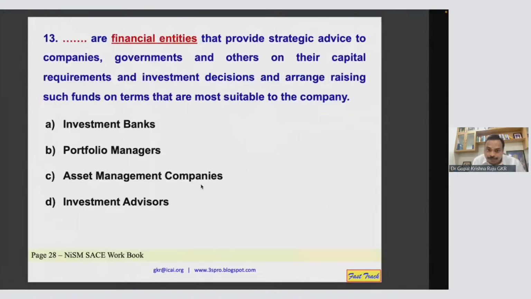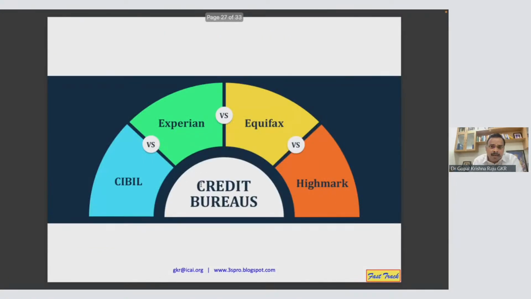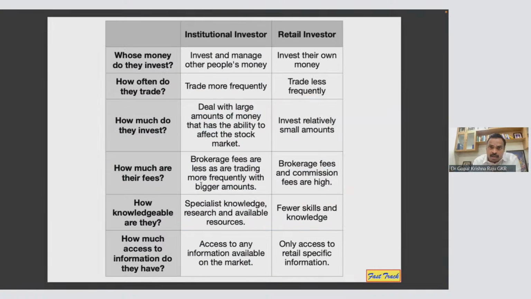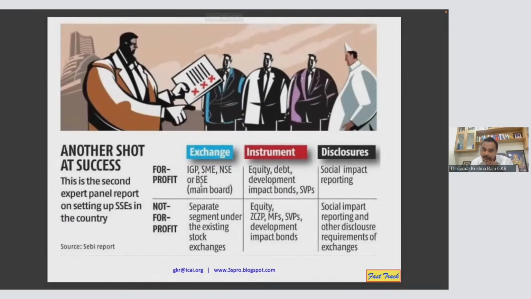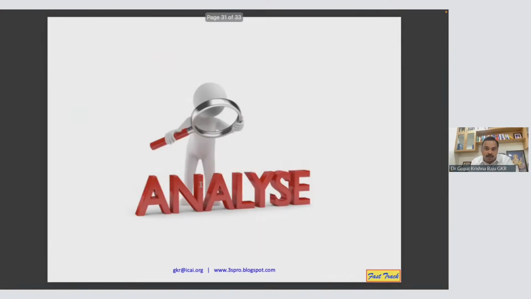So guys, this is the distinction between an institutional investor and a retail investor. These are some references. You can actually take this later. This is the connect between a for-profit entity and a not-for-profit entity. So all this stuff is there.